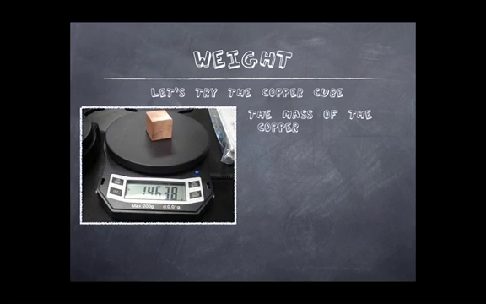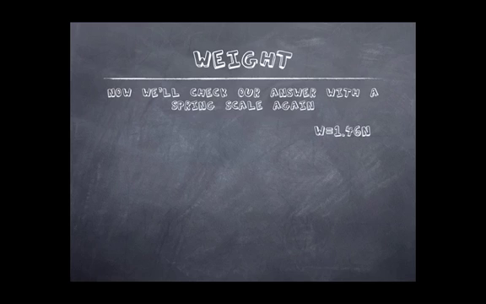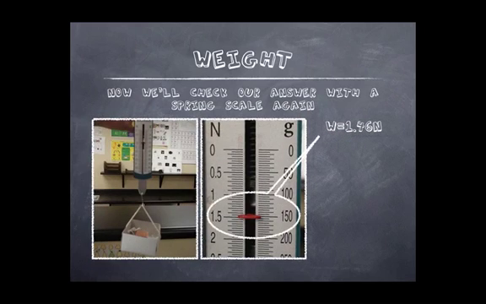Now let's try the same thing again with the copper cube. The mass of the copper cube is a whopping 146.38 grams, or 0.146 kilograms. Again, we're going to do our calculation and we'll come out to 1.46 newtons. Let's check this again against our spring scale and see how we're doing. Yep, looking good.